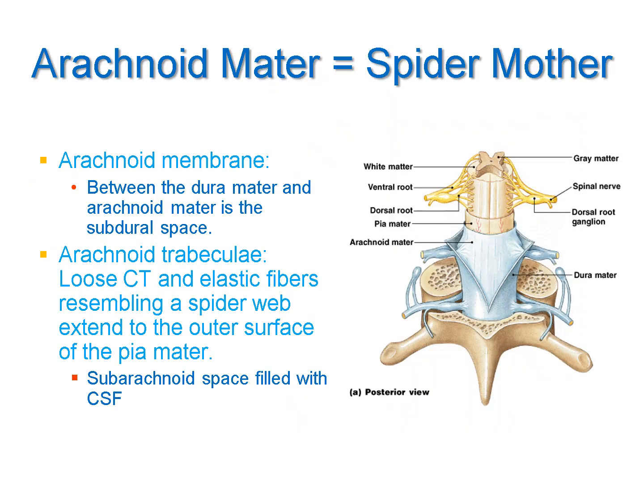The inner surface of dura and outer surface of arachnoid mater are covered by simple squamous epithelium, and between them is the subdural space. Recall from our discussion of the brain meninges that the arachnoid mater, which means spider mother, gets its name from the loose connective tissue and elastic fibers called arachnoid trabeculae, that resemble a spider's web. The arachnoid trabeculae extend between the arachnoid membrane and the outer surface of the pia mater. Between the arachnoid and pia is the subarachnoid space, which is filled with CSF.